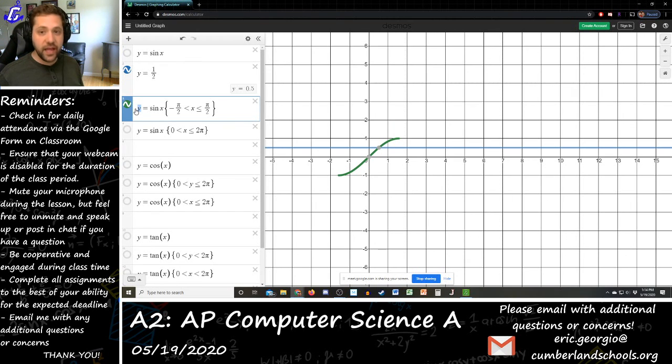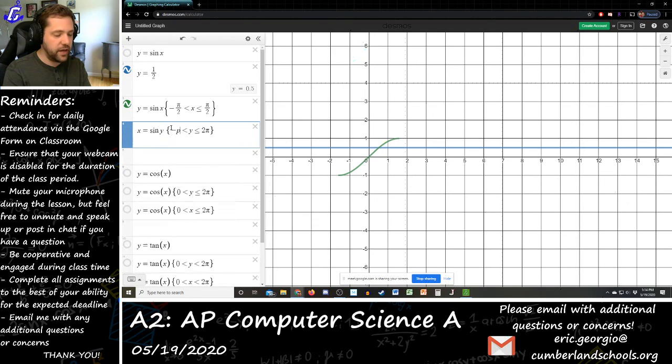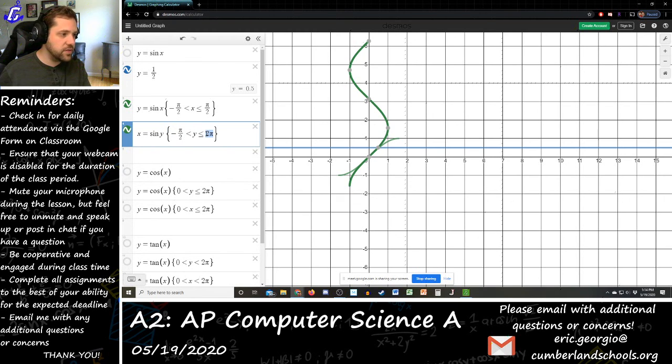So when I look at the inverse of a function, I switch x and y around, restricted to negative pi over 2 to pi over 2, and your inverse is going to look like that. And so that's what the inverse function of sine looks like. It goes from negative pi over 2 to pi over 2.